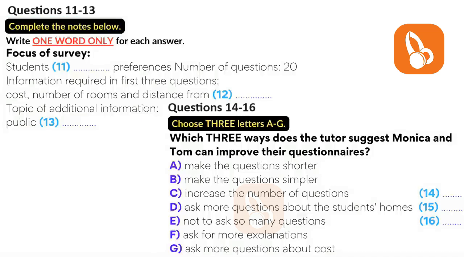What do you think of the first three questions? You want to know what affects students' choice of accommodation when they go to university? Yes, we want to find out which has the most effect. The cost, the number of rooms in the house or flat, or the distance from campus. And then we asked another question. Oh, yes? What else did you want to find out? Well, we wondered whether public transport was important. You know, not many students have cars, so it might be quite important for them to be near somewhere where they could catch a bus or train. Yeah, that's a good question.